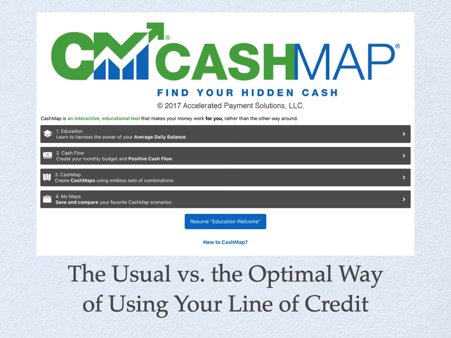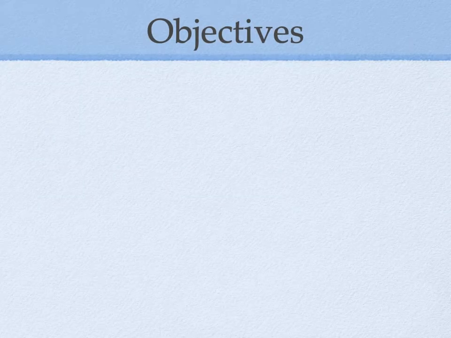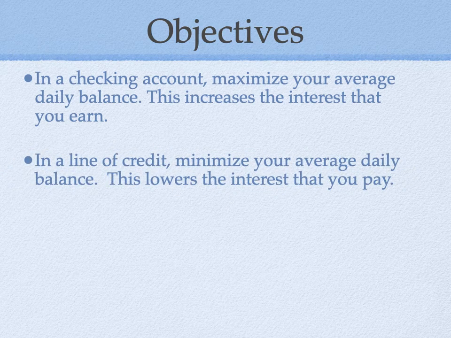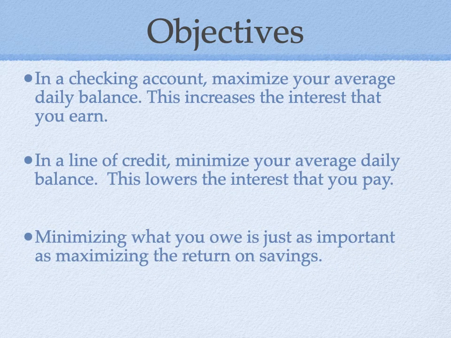Let's review an example demonstrating the power that optimizing your average daily balance can have in reducing your interest payments and protecting you from rising interest rates. In the video Optimizing Your Average Daily Balance, we learned that making small changes to optimize our average daily balance means both maximizing our balance in a checking account and minimizing it in a line of credit. This strategy enables us to earn the greatest amount of interest and minimize the interest we pay on loans, as well as paying the loans off faster.